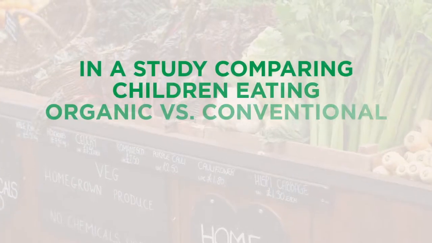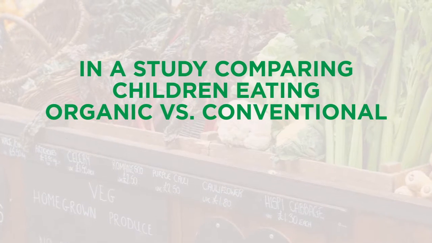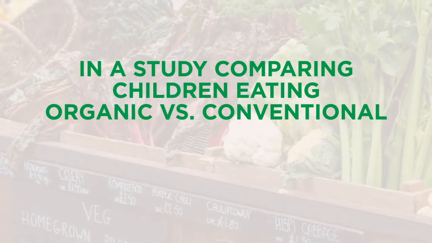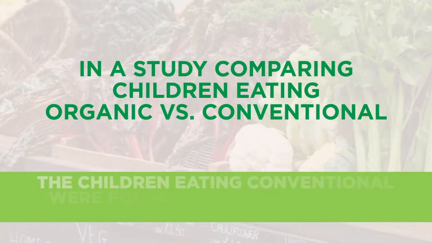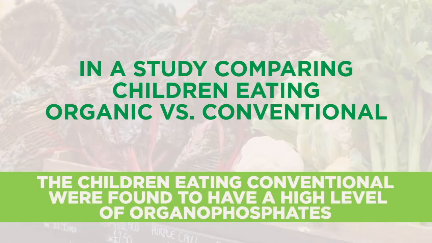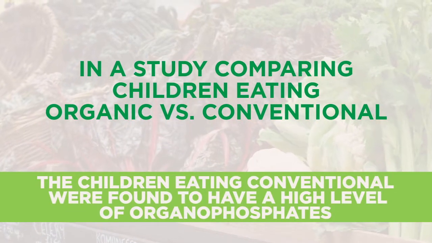For example, there was a study that looked at children who were eating organic versus conventional fruits and vegetables, and those that were eating conventional fruits and vegetables had a high level of organophosphates or pesticides in their system. But when they transitioned over to organic, the levels dropped incredibly.